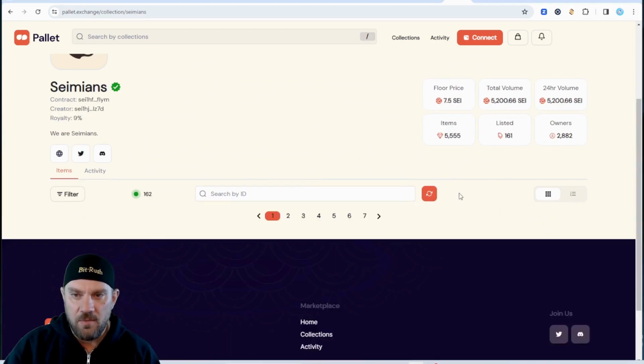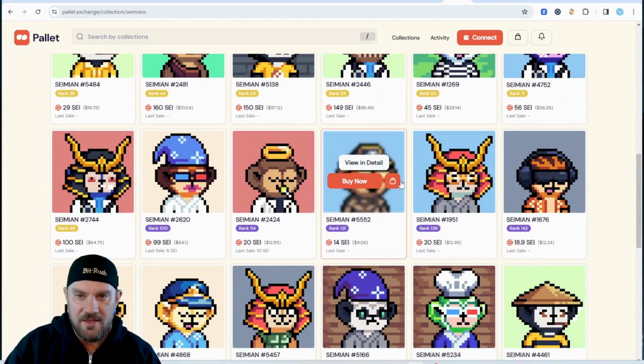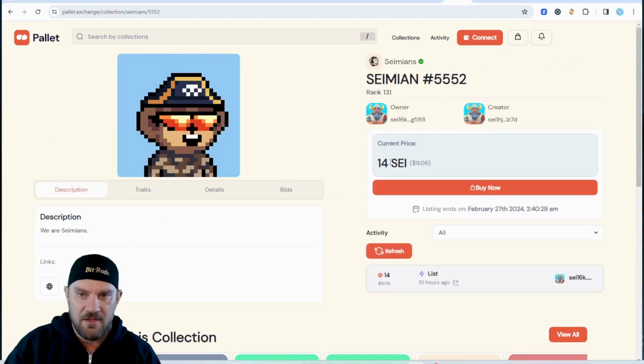So let's sort by rarity. And I already checked out earlier, there was one right here. Yeah, this pirate guy. So if we click him and view in detail, he's only 14 SEI, which is $9. So again, a lot of these NFTs are going to be super cheap right now on this network.